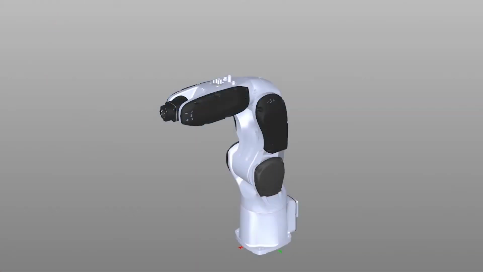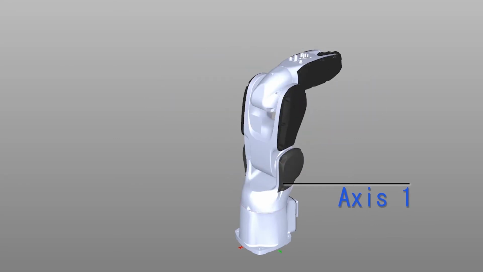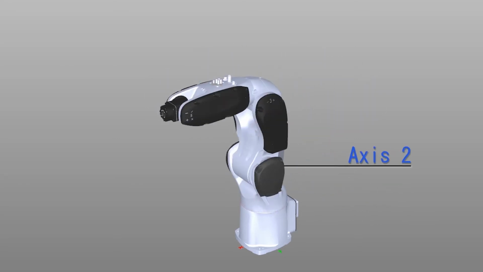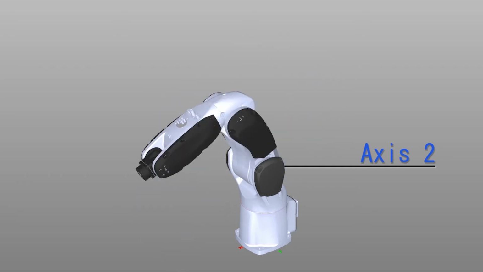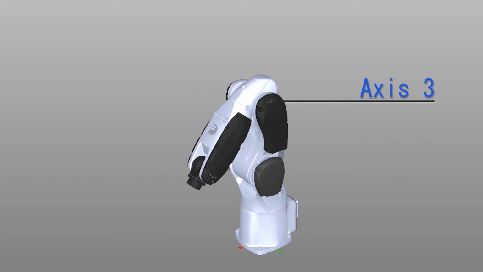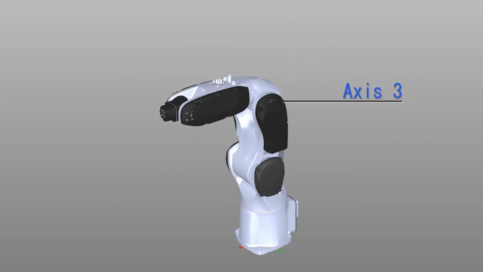Let's go. The axis 1, located in the robot base, allows the robot to rotate from left to right. The axis 2 allows the lower arm of the robot to extend forward and backward. The axis 3 extends the robot's vertical reach. It allows the upper arm to raise and lower.